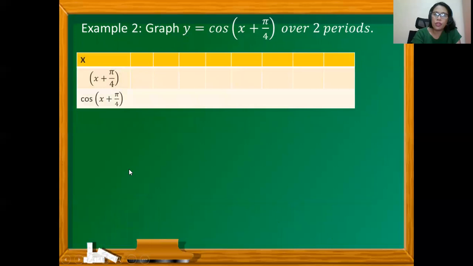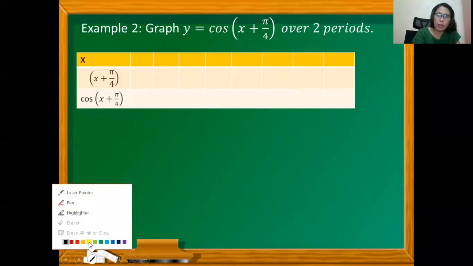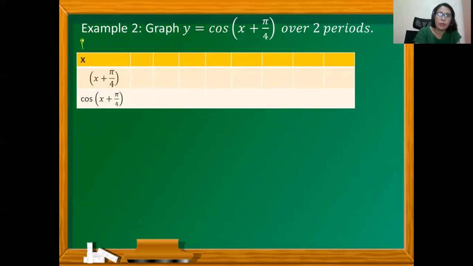This time, we're going to sketch the graph of y equals cosine quantity x plus pi over 4. Again, the period remains 2 pi. And we will be adding pi over 2. And we're going to sketch the graph over 2 periods. So, originally, we sketched the graph of y equals cosine x with a 2 period interval. So we begin with negative 2 pi to 2 pi.